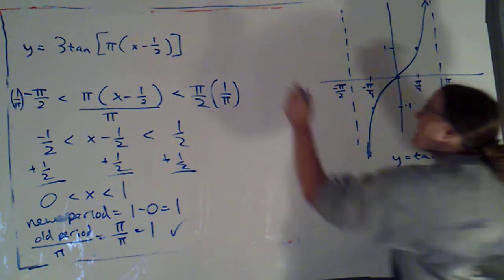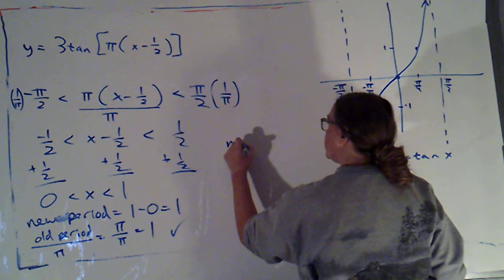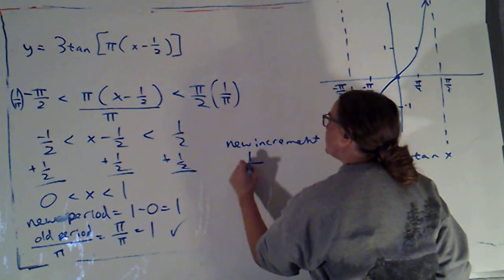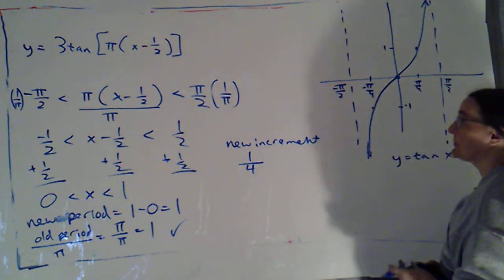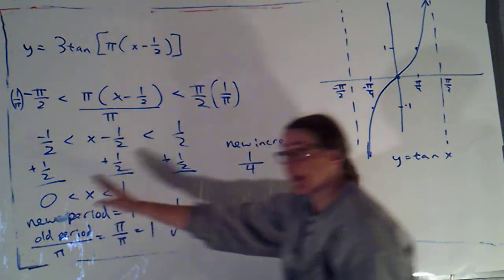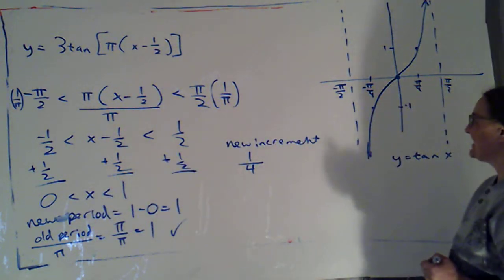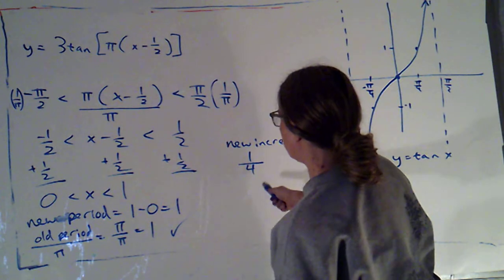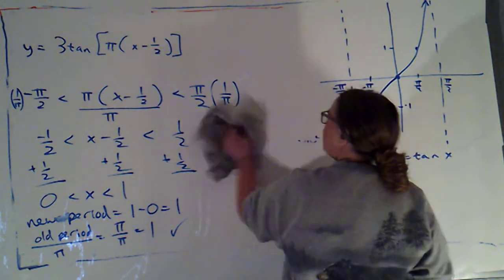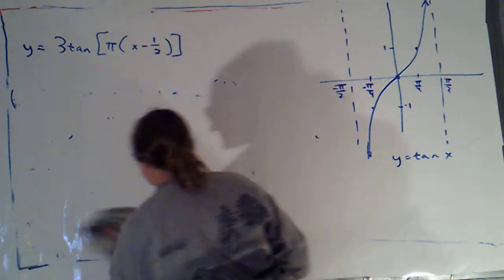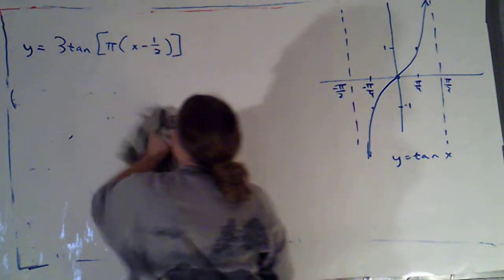Okay. Now, that means that the new increment is going to be 1 divided by 4. Okay. So, kind of nice. I'm going to start at 0. I'm going to count by 1/4 until I hit 1. I'm going to just remember that information, keep up the function that I'm graphing, and give myself some space to draw the actual graph.